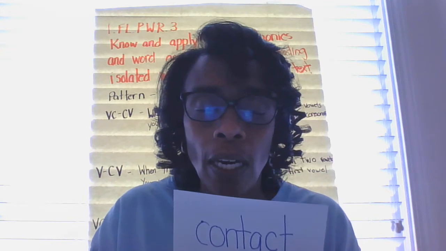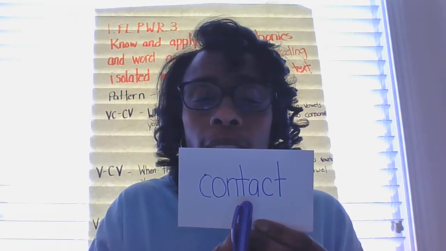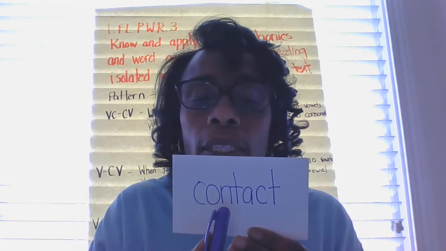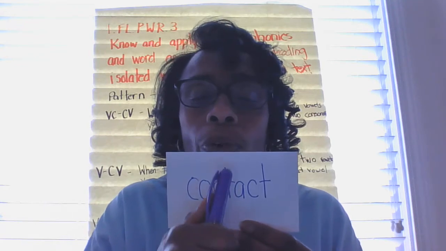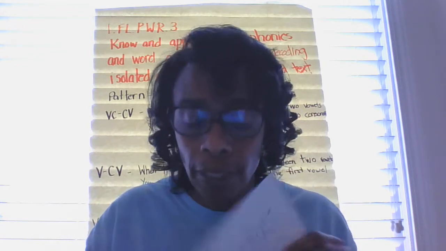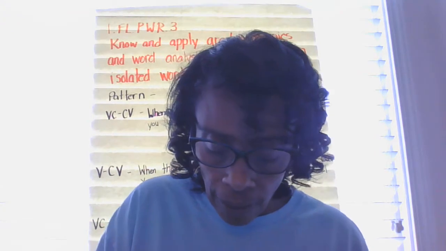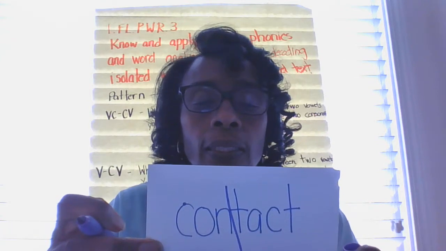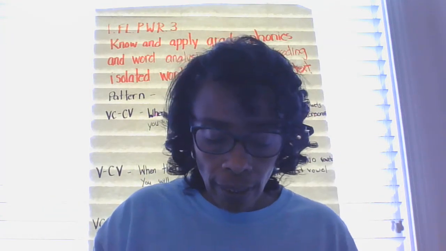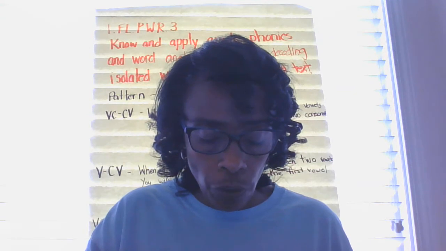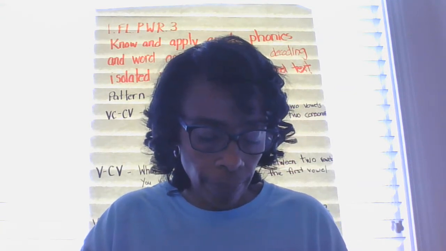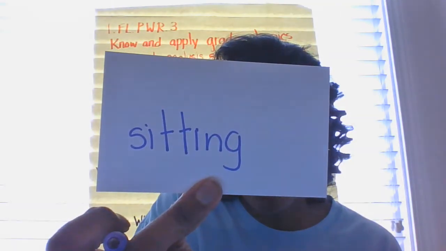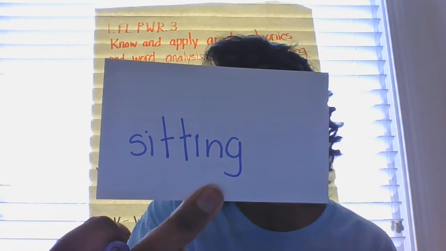So here we have contact. We have the vowel, consonant, consonant, vowel. So we're going to split the word right here. Okay, now I want you to write this word down. Pause the tape while you write it down.